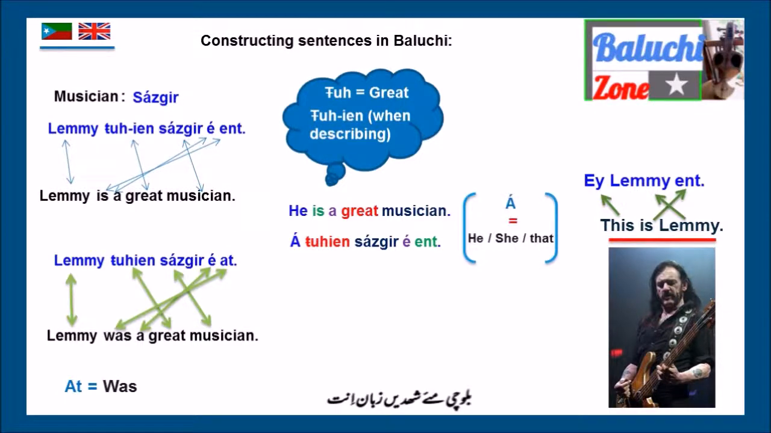Another beautiful factor about Balochi language is that there are no gender-specific pronouns. We only have to use a when we are referring to he, she, or that. So, he is a great musician. A duhiye sazgiriye ent. She is a great musician. A duhiye sazgiriye ent. That is a great musician. A duhiye sazgiriye ent.